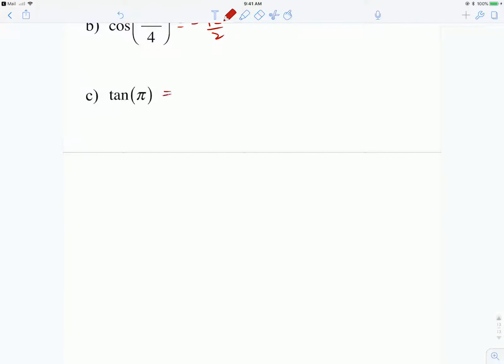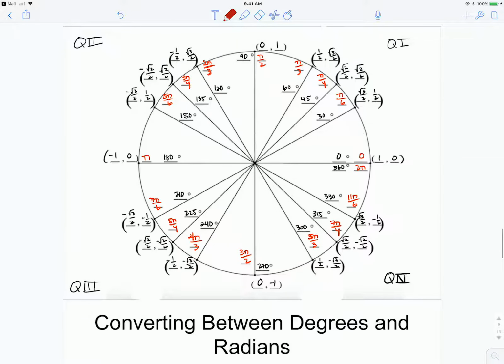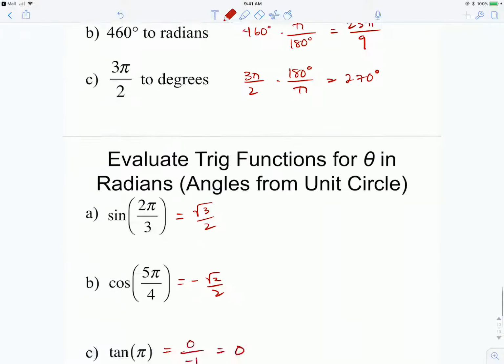And then tangent of pi. Tangent is, remember, sine over cosine, so y over x. On the unit circle, pi has the point (-1, 0), so that would be 0 over -1, which is just 0. Let's double check up here. Oh, I almost forgot. Okay, so we're not done.